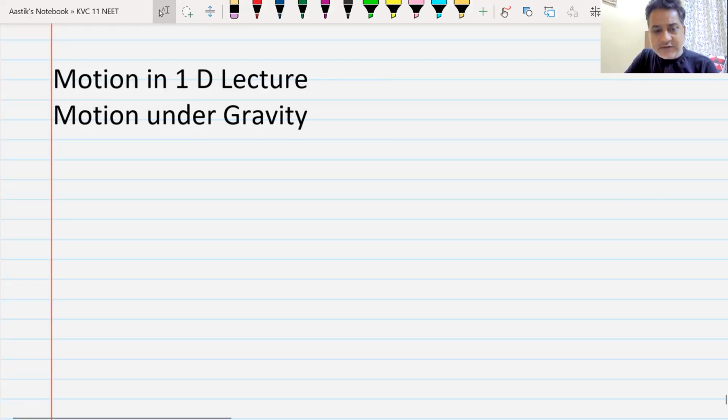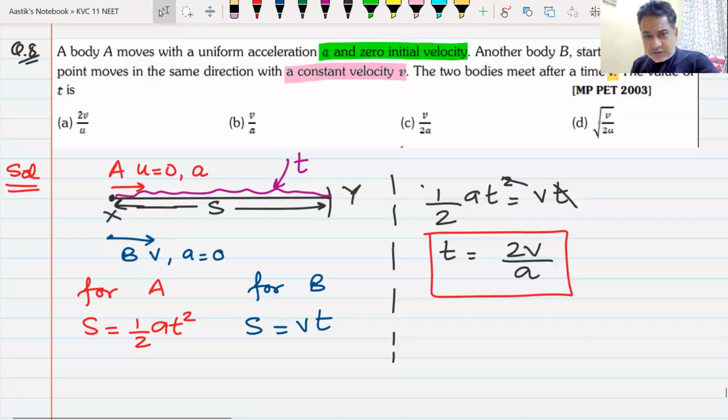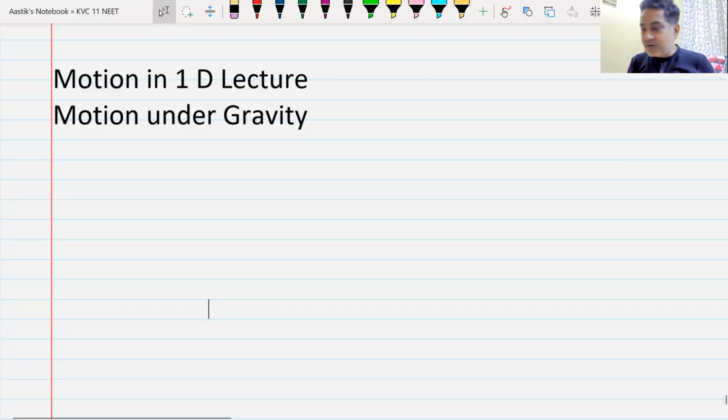In the last lecture, we were doing questions on the horizontal plane. We had seen some questions where bodies were moving on the x-axis, and we have solved a couple of problems on catching up. How can one catch up the other one, and all that. We will continue with the same thing, but now the scenario has changed and the motion is going to take place not on the horizontal road but in air under the influence of something known as gravity.